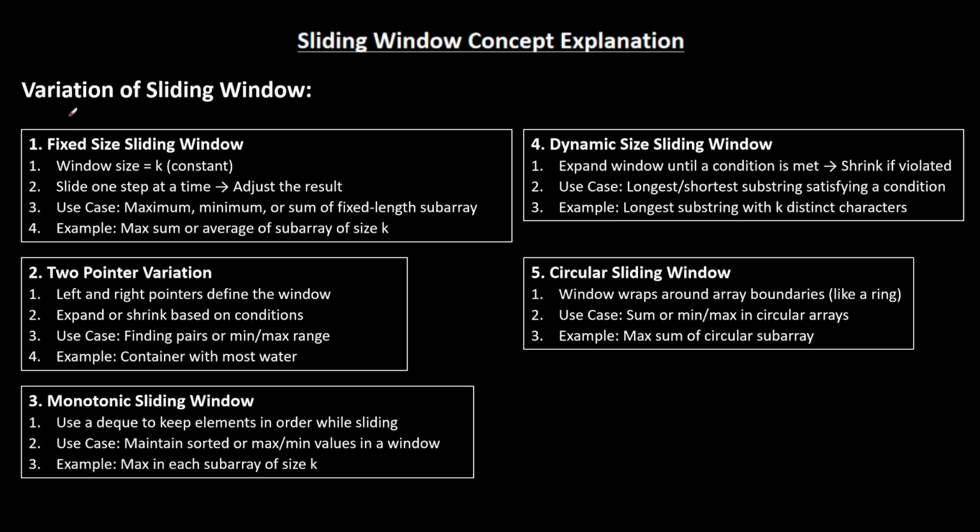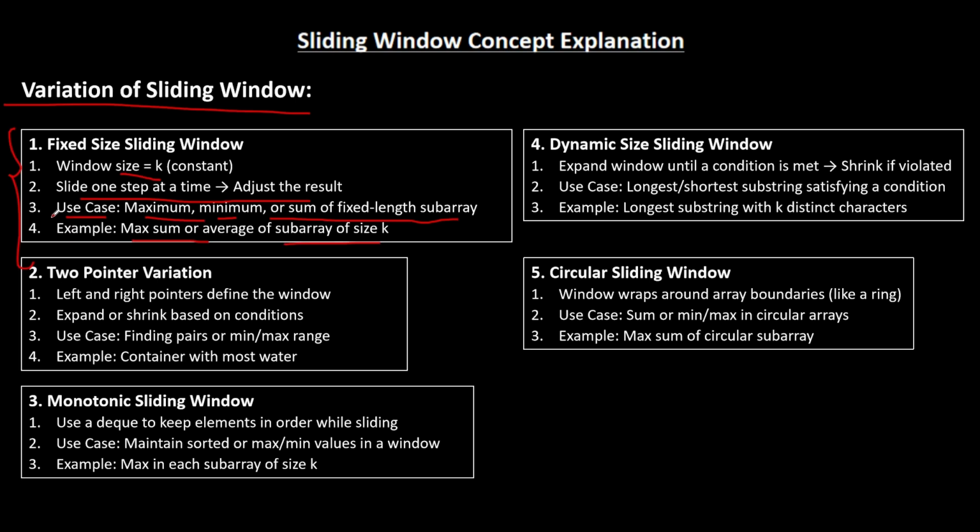Now, variations of the sliding window. Where could you use the sliding window and what could be the variations of it, right? So let's understand that also. If it is a fixed size sliding window, if the size is given to you, it is fixed, suppose the size k is always 5 and it won't be changing. So just have 5, sliding one step at a time and adjusting the result. Use cases could be maximum, minimum, or sum of a fixed length subarray. Example is maximum sum or average of a subarray of size k.